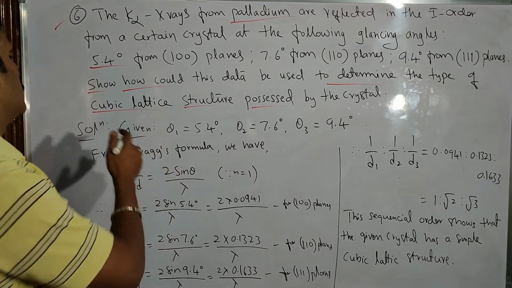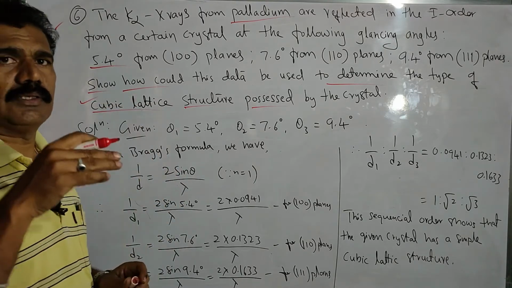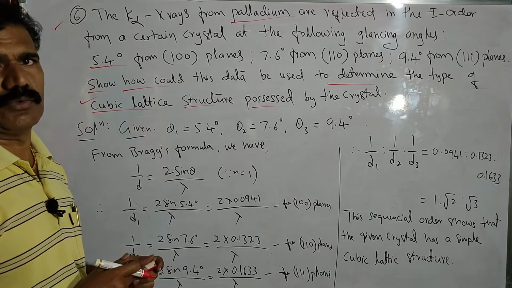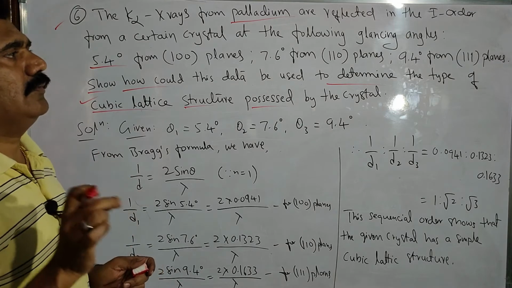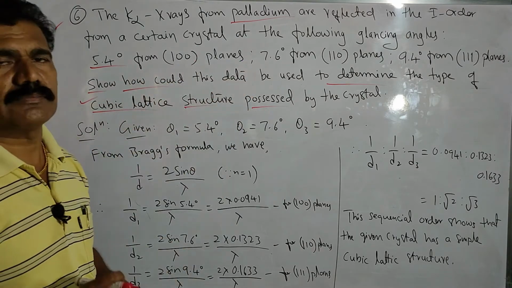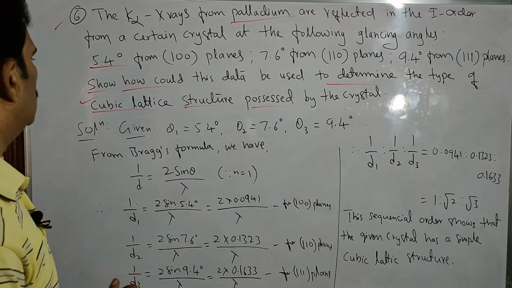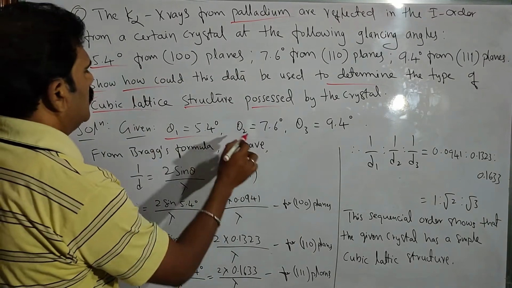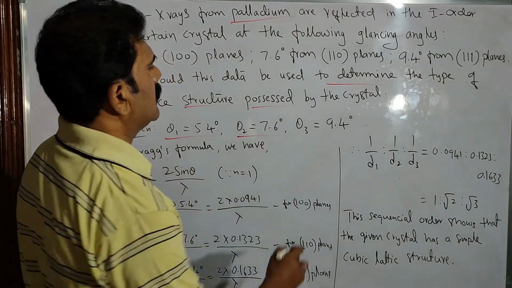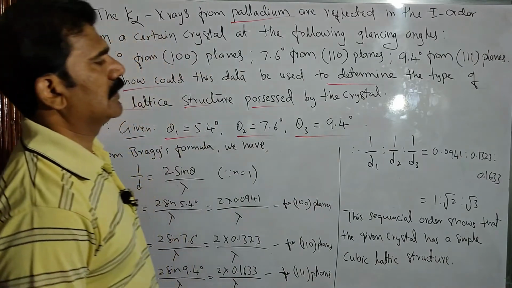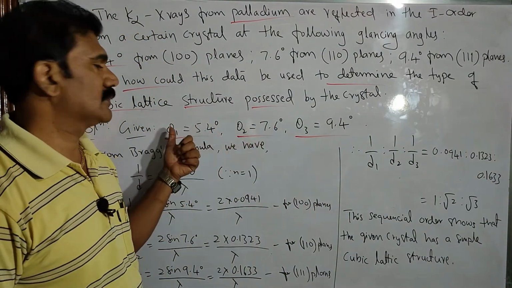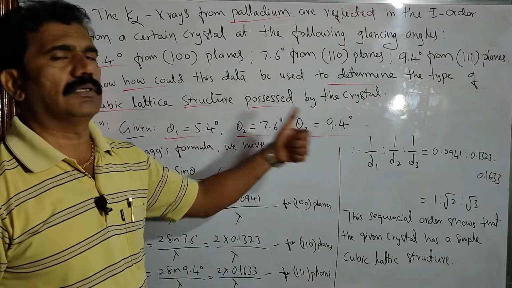Of course, they mentioned already it is cubic. In cubic there are three types, isn't it? Simple cubic, body centered cubic and face centered cubic. So which particular type of cubic structure can be formed by this kind of reflection by various planes? Let us try to use that data. Given theta 1 equal to 5.4 degrees, theta 2 equal to 7.6 degrees, theta 3 equal to 9.4 degrees. Like that you can assume the values of glancing angles for first order, second order and third order.